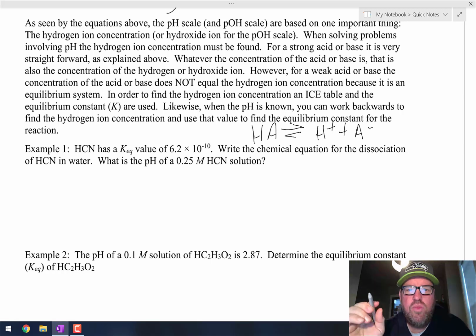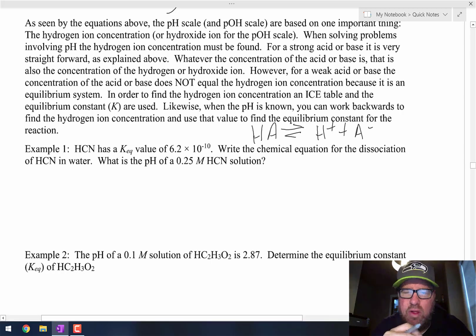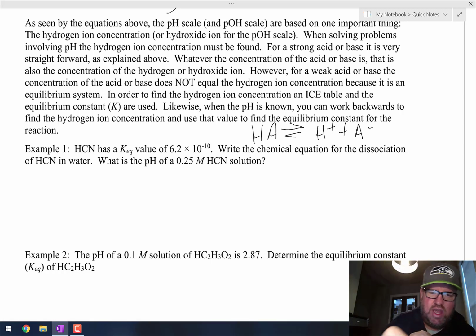So, what do you have to do? Well, go back to the first part of Unit 6. You have to make an ice table. Okay, so let's look at these couple of examples. HCN has an equilibrium constant of 6.2 times 10 to the minus 10th. Write the chemical equation for the dissociation of HCN in water. And then they want to know, what is the pH of a 0.25 molar HCN solution?